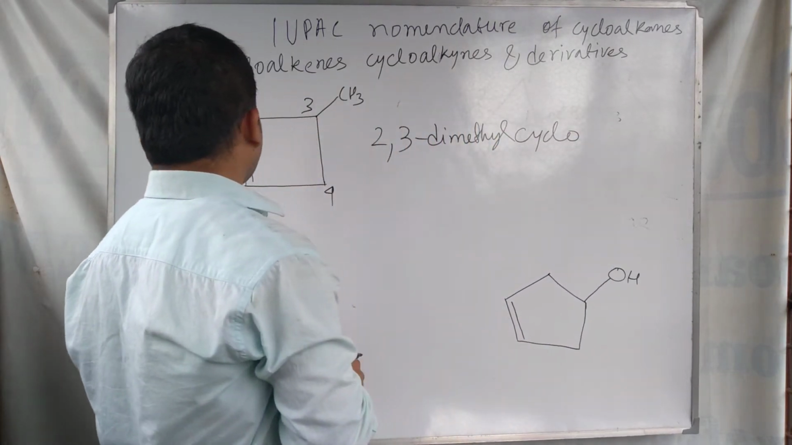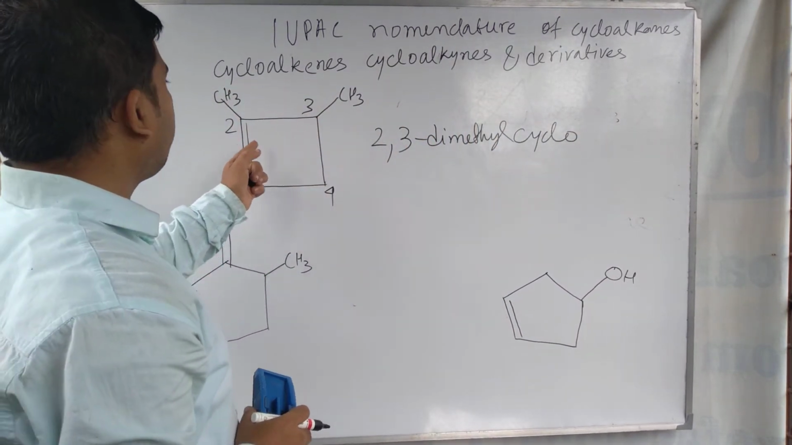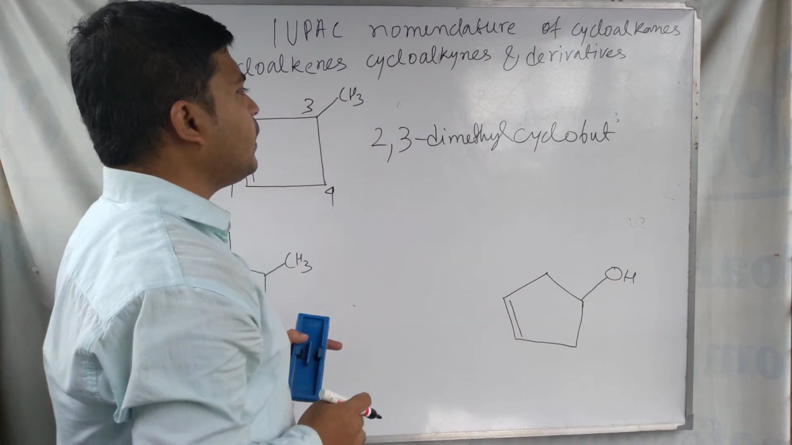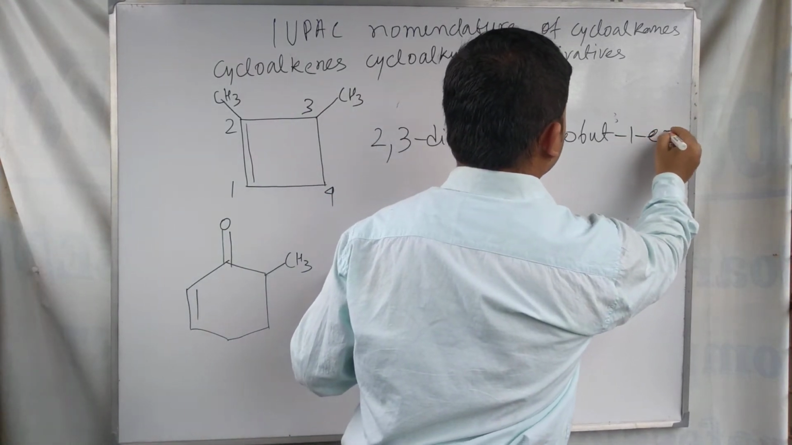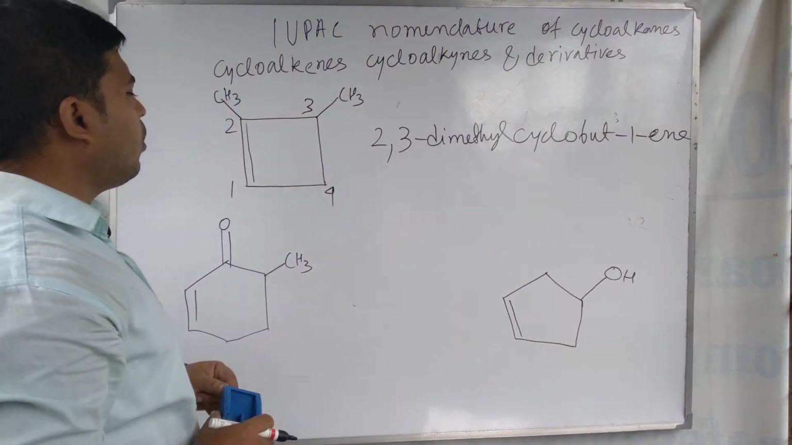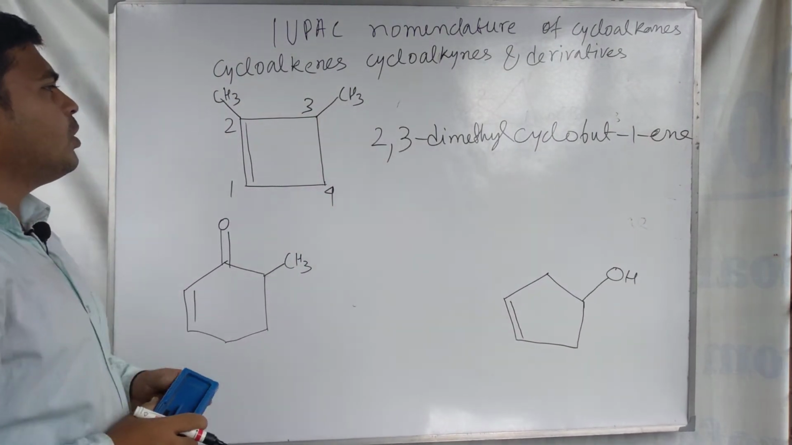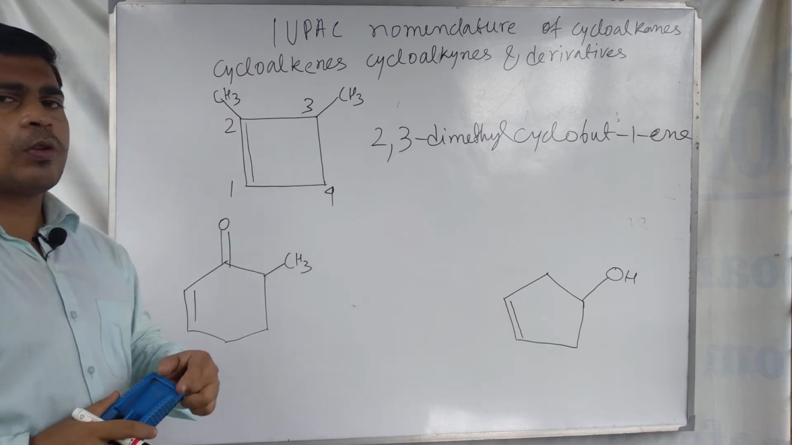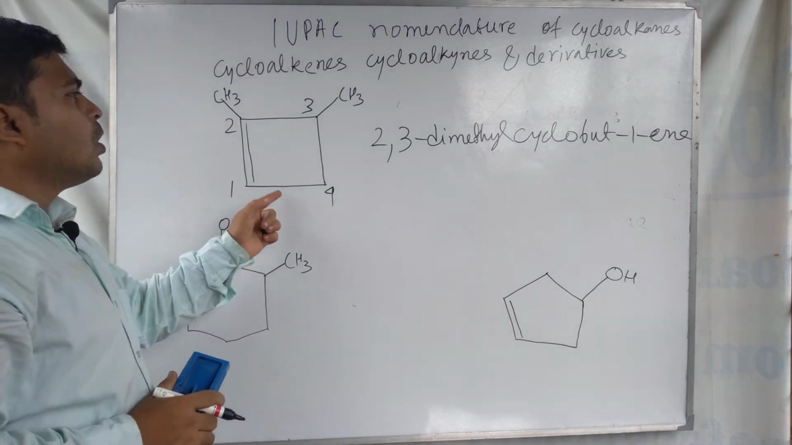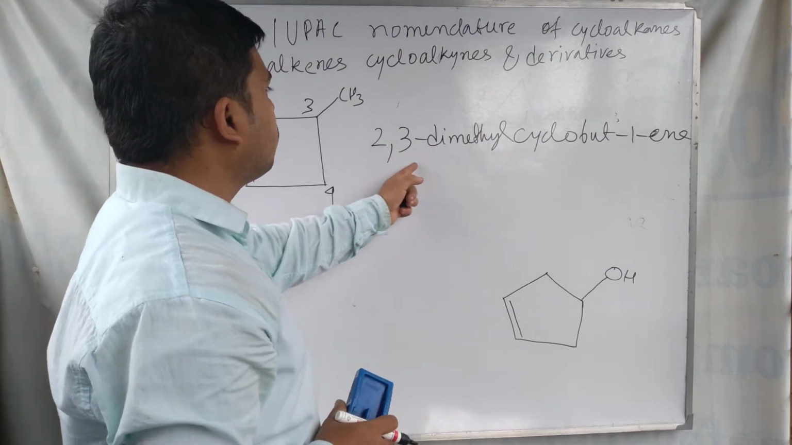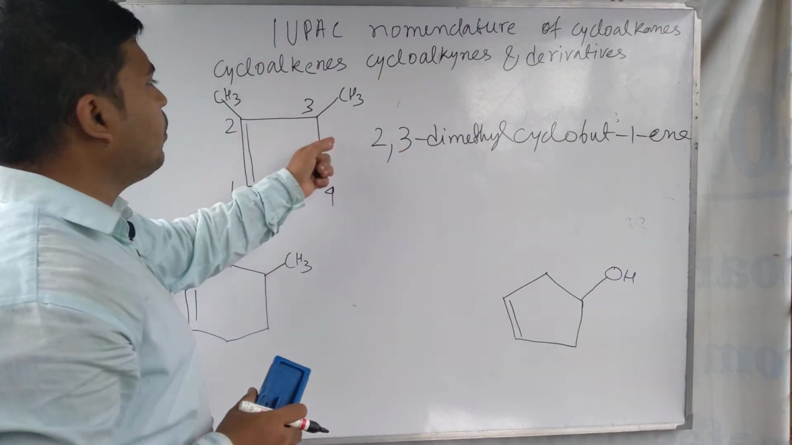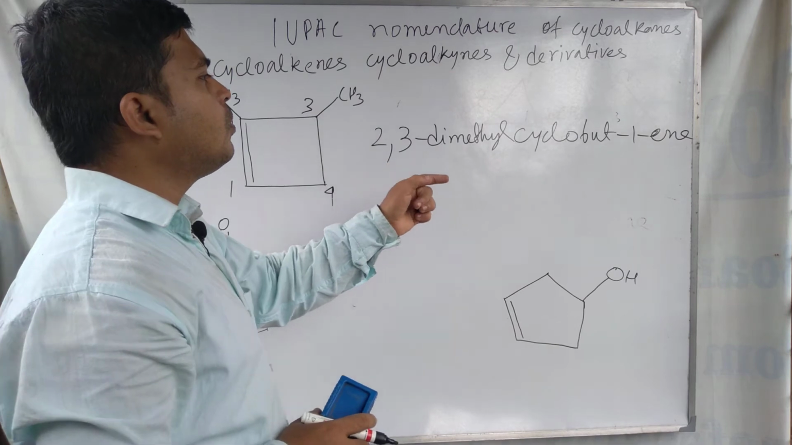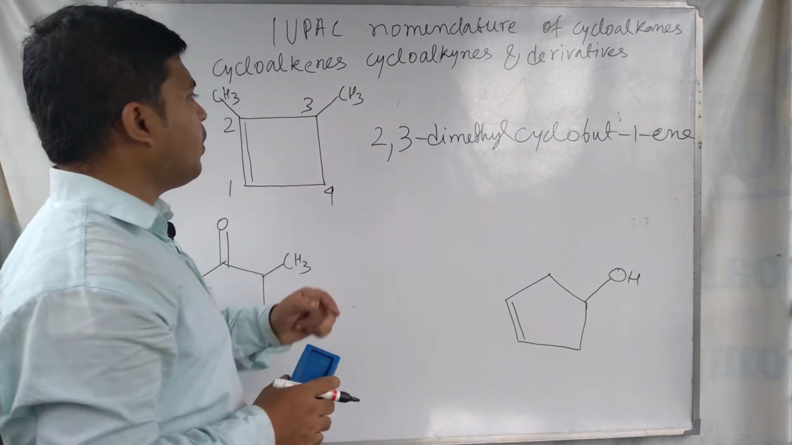2,3 dimethyl cyclo, and after cyclo the root word is but, cyclobut, and ene. One position is occupied by a double bond, so the name is 2,3 dimethyl cyclobut-1-ene, total carbons 4, but, 1 ene. So the 2 position and 3 position are occupied by methyl groups: 2,3 dimethyl cyclo, because the system is a cyclic system, cyclobut, 4 carbons are present, so but, and 1 ene, since the 1 position is occupied by a double bond.